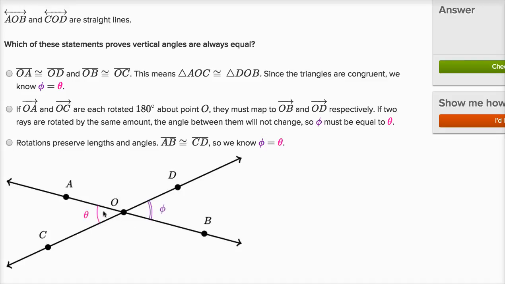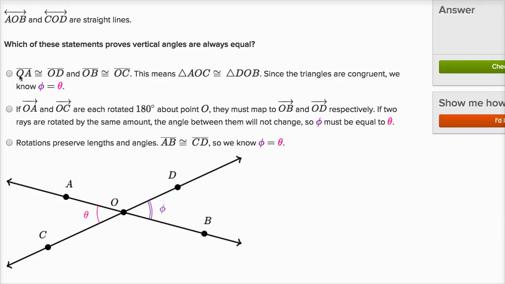So vertical angles would be the angles on the opposite sides of an intersection. For example, angle AOC and angle DOB are vertical angles. And if we wanted to prove that they are equal, we would say their measures are going to be equal, so theta should be equal to phi. So let's see which of these statements actually does that.